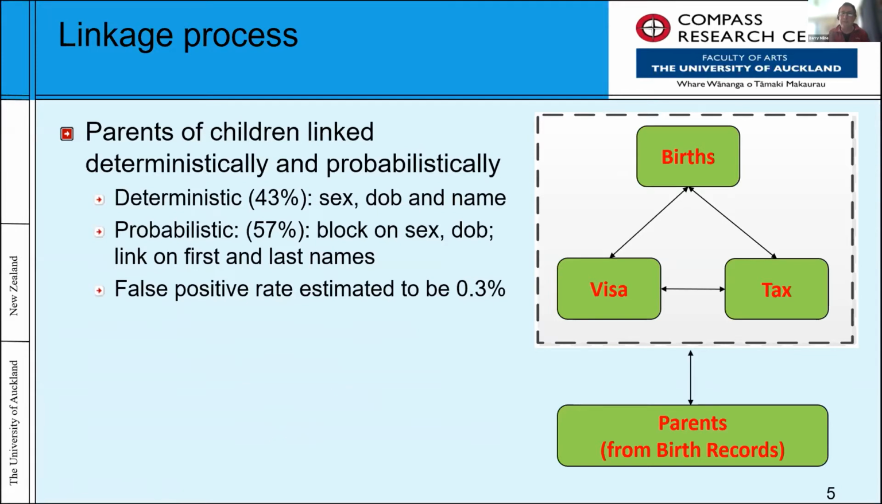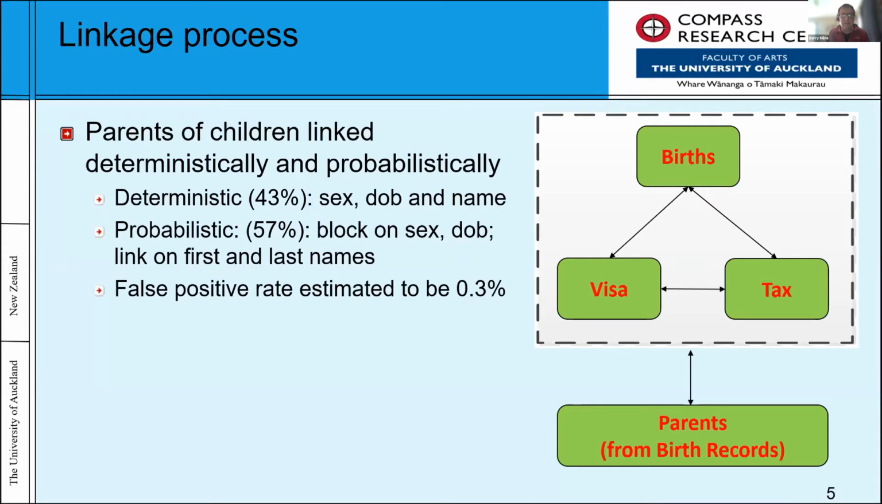This is done by Statistics New Zealand, I should say, who maintain the integrated data infrastructure. They'll block on sex and date of birth and link on first and last name. I think that gets 56 of those 57%. And then they've got other methods where they block on different things.